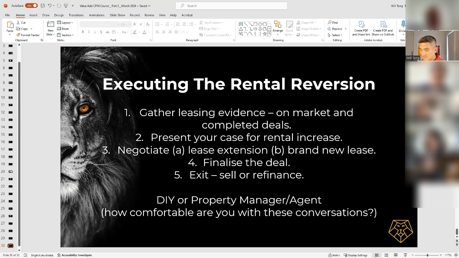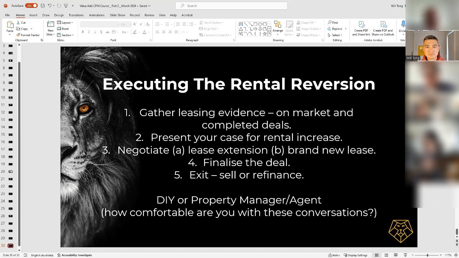Yep, I've got a question, Will. Where point number 2, where you're talking about pushing the envelope in terms of trying to get the highest possible face rent. Say, for example, the market rental rate is $200 per square meter, and somehow the tenant agrees to, I don't know, 220.